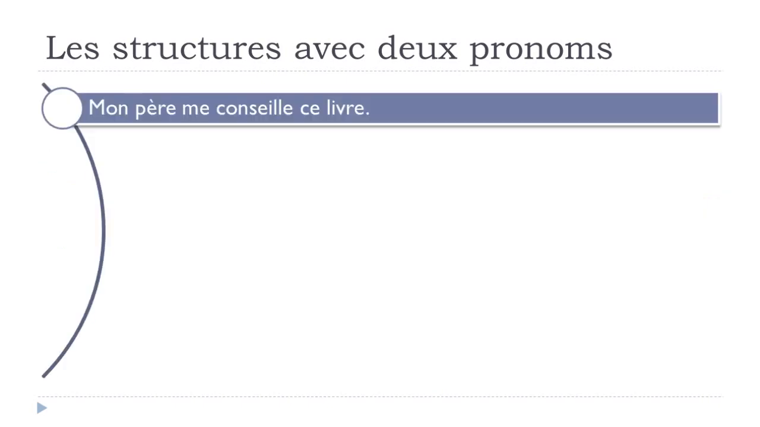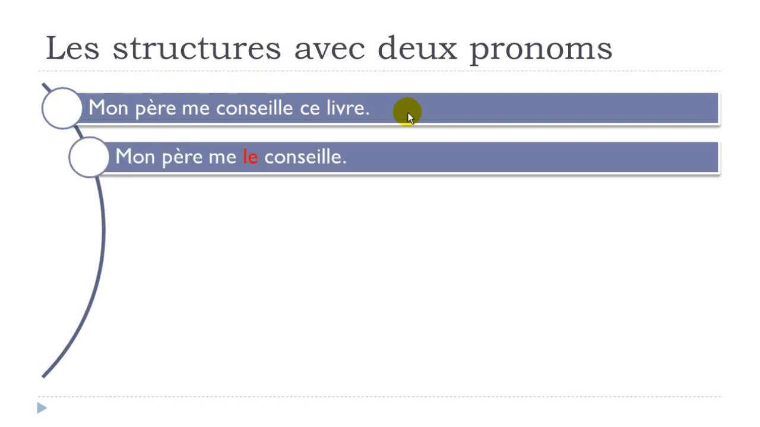So, mon père me conseille ce livre. Mon père, my father, conseille, to advise or to recommend in that case, ce livre, this book. So we want to replace ce livre, we will put le, and as we saw for the rule, mon père, first me, then le, and after that the verb. Mon père me le conseille. Okay, that's it. Quite simple, remember, me first, then le, and then the verb.